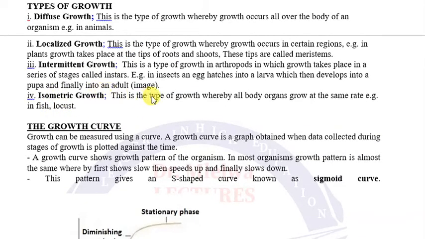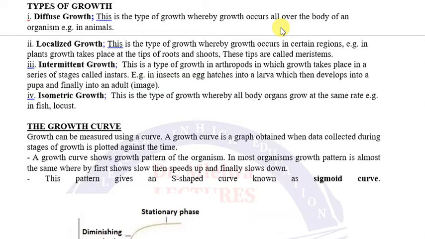In the isomeric growth, this is the type of growth whereby all body organs grow at the same rate, such as in fish, and the iso means the same. Iso means the same. Na kuna different growth patterns. Hapa tumeelezea tu chache according to your level, na pia as we shall update our notes tutakuwa tunaelezea nyingine. Lakini we have different growth patterns. Sio tu hizo ambazo zimeandikwa hapo. Kwa you must know kwamba hichi ninachokizungumza hapa ni kitu gani kuhusu hizo growth patterns.